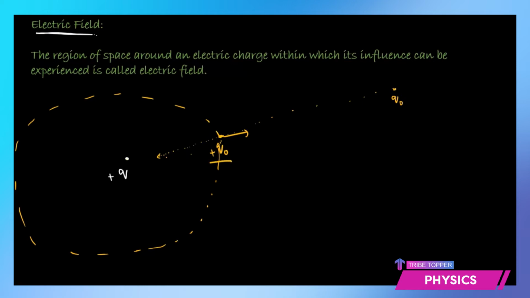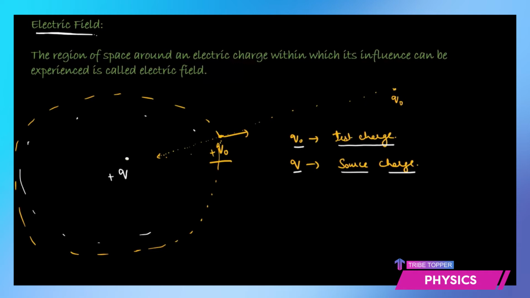So Q naught, we assume, is a test charge. Q naught, which is a test charge, is an observatory charge, it experiences the force, and Q is the source charge, means it is the source of the force. So all this region that I have marked, all this region around this electric charge within which its influence can be experienced is called electric field. So the definition is related to the impact of this charge. We say the region of space around an electric charge within which its influence can be experienced is called electric field.